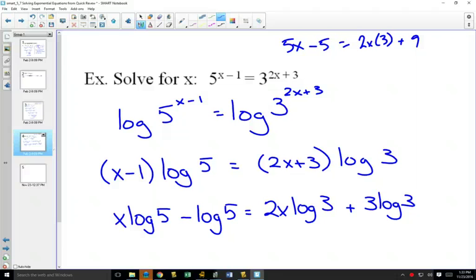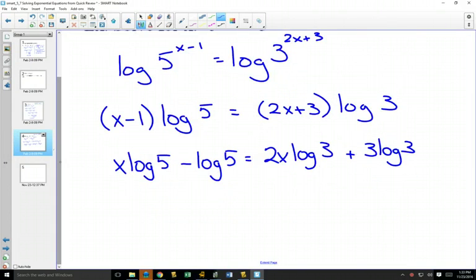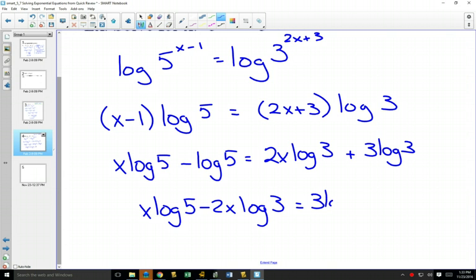And in fact, what we're going to do is we're going to put our x's on one side of the equation. So I'm going to subtract that 2x log 3 from both sides. We're going to put our numbers on the other side of the equation. So I'm going to add log 5 to both sides. Does it make sense that I've got numbers on one side and things with variables on the other side? Now, normally you could put like terms together and add them, but in this case, the adding isn't so easy.